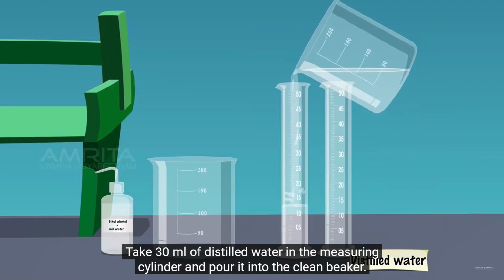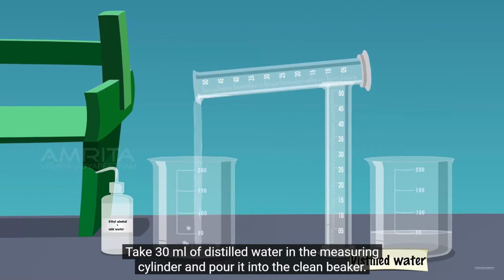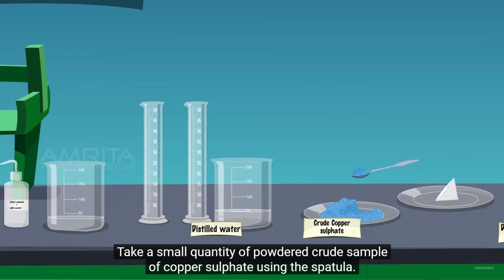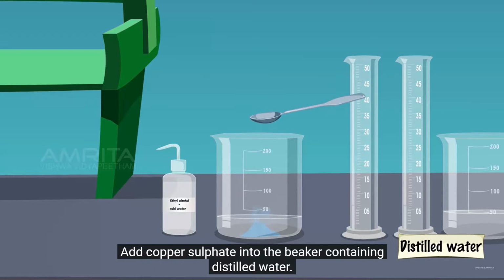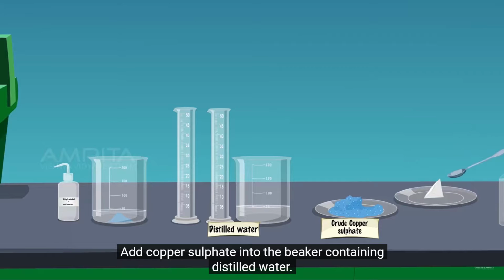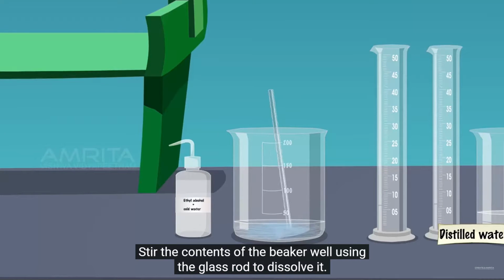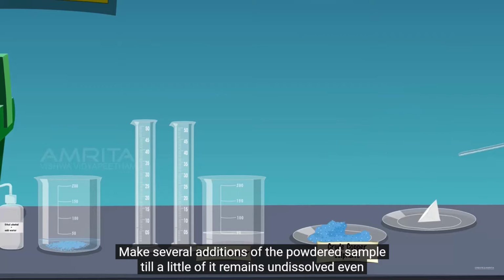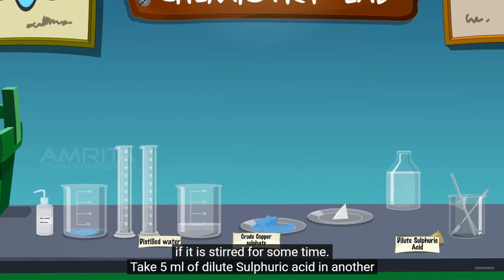Take 30 ml of distilled water in the measuring cylinder and pour it into the clean beaker. Take a small quantity of powdered crude sample of copper sulfate using the spatula and add it into the beaker containing distilled water. Stir the contents of the beaker well using the glass rod to dissolve it. Make several additions of the powdered sample till a little of it remains undissolved even if it is stirred for some time.